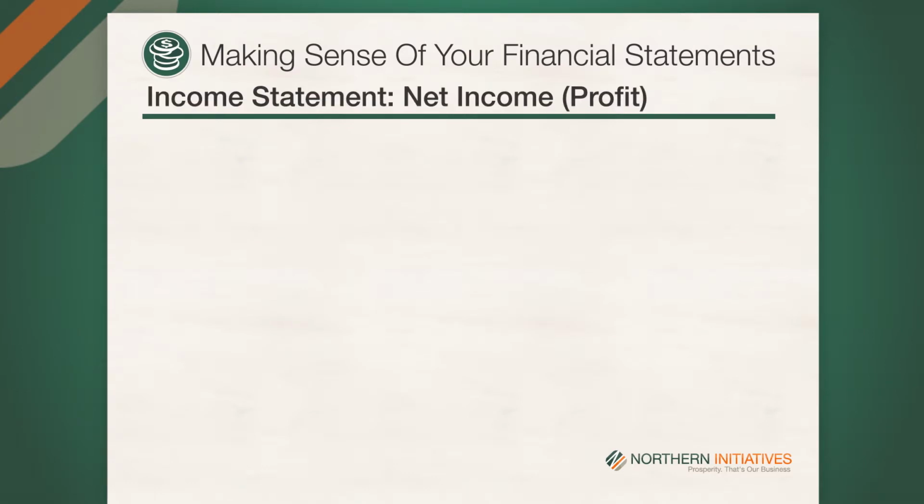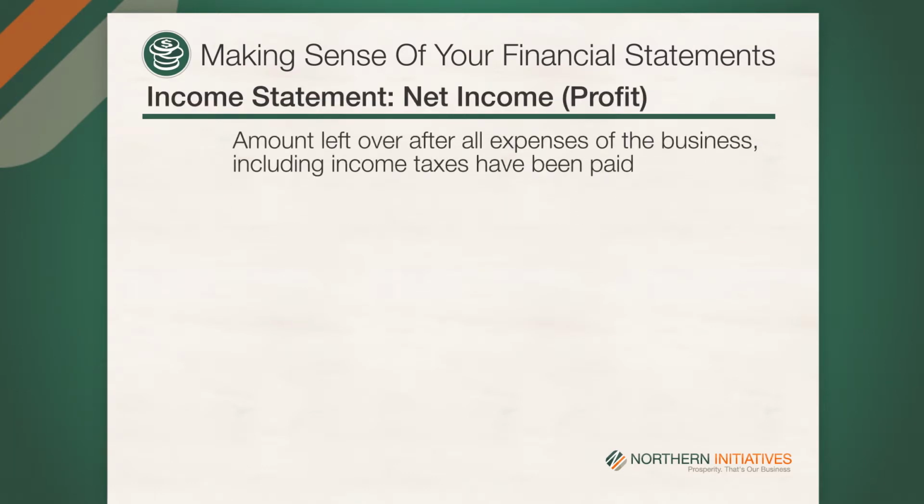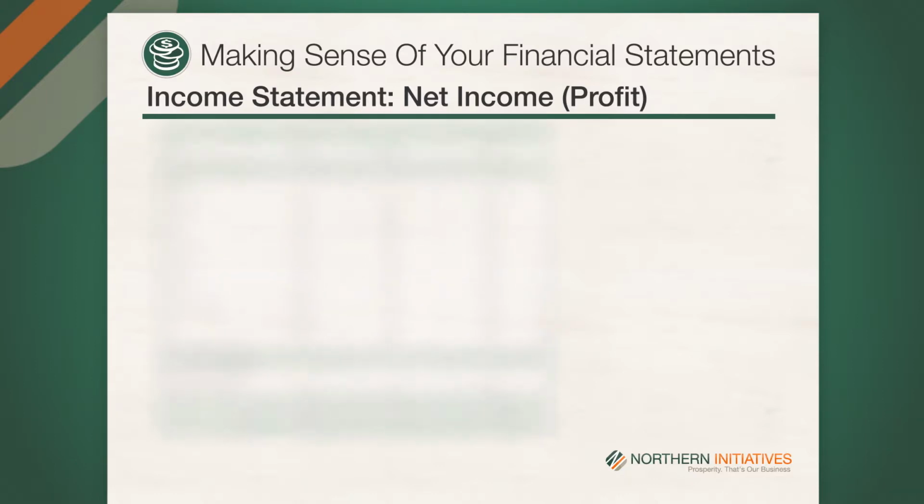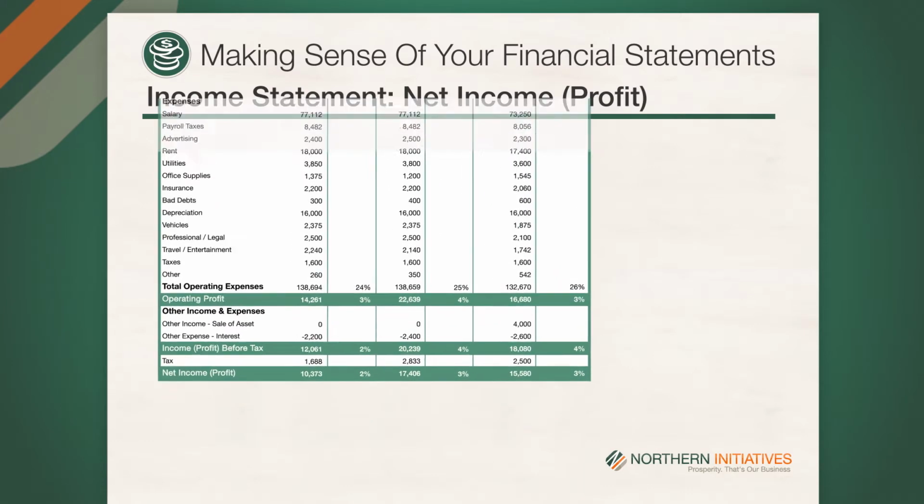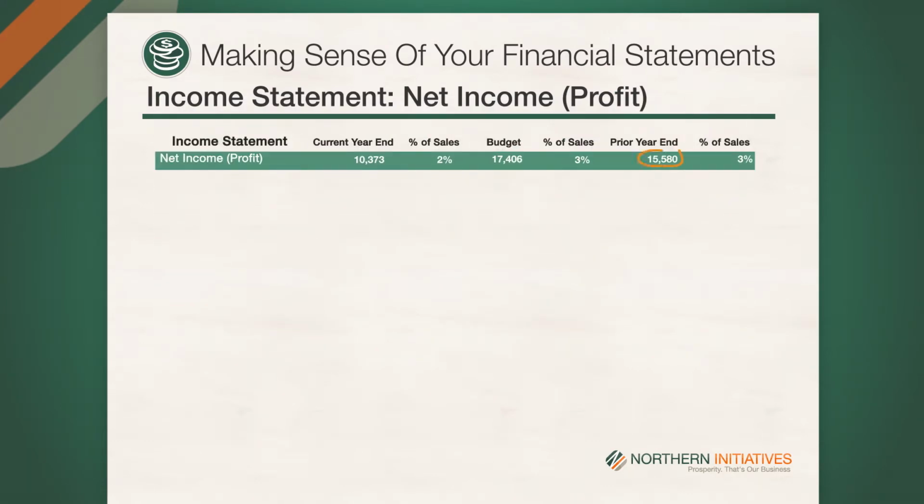Net income, also called net profit, is the amount left over after all expenses of the business, including income taxes, have been paid. So, in the case study, in the prior year, the business made $15,580 in net profit, which was 3% of total sales and included one-time income from the sale of an asset. In the budget, the owner planned to increase sales and maintain 3% net profitability. Actual net income of $10,373 was 2% of sales.